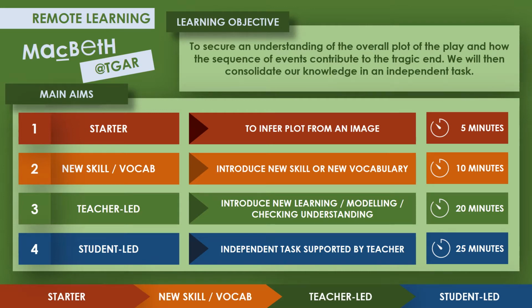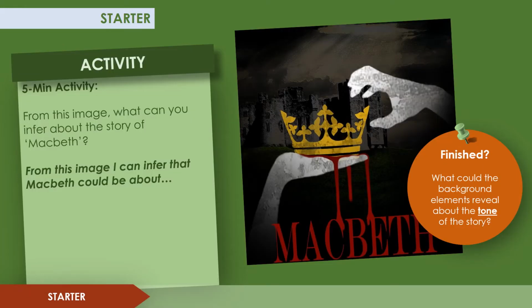Okay guys, for our starter, can you look at this image for me? So on a lined piece of paper or in a Word document, can you write what you can infer about the story of Macbeth? I'll put a sentence start on the side to help you if you wish to use it. From this image, I can infer that Macbeth could be about... If you finish, perhaps focus on the background elements and write down how this can allude to the tone of the play. This task should take no more than 5 minutes.